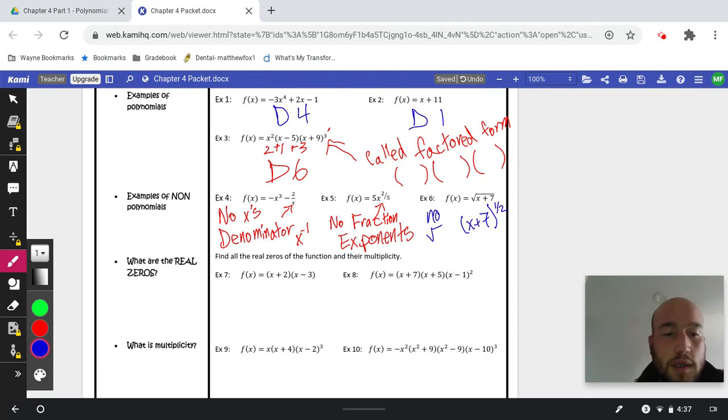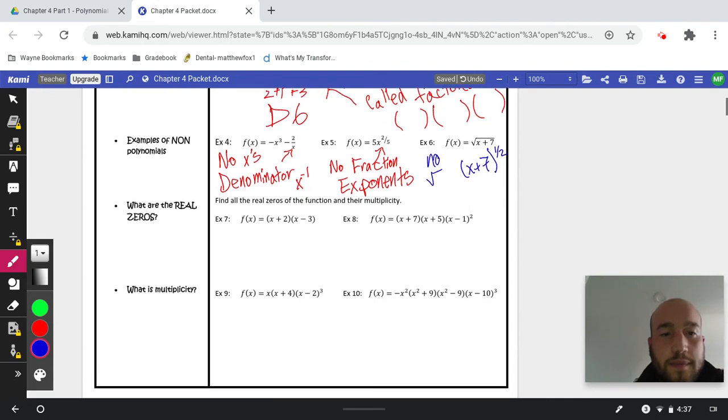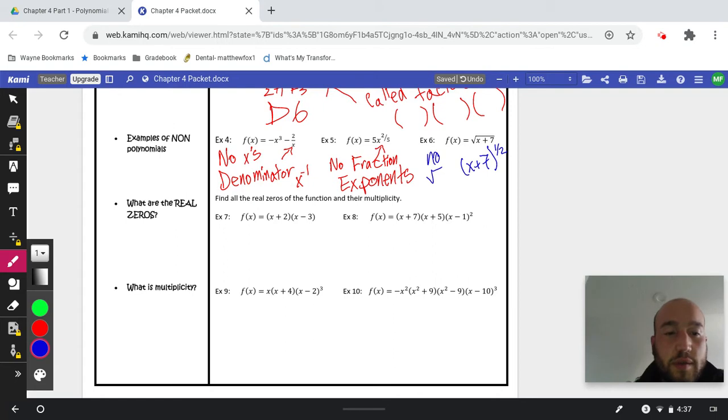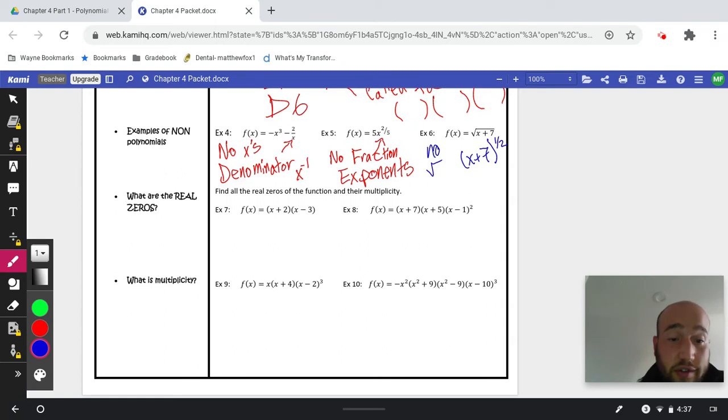Okay. So now, the next thing we're going to talk about today is, if we have a polynomial, how to find the zeros of that function, and also their multiplicity. Now, what I mean by this, zeros you can probably already know. Zeros, that's another way of saying the x-intercept.